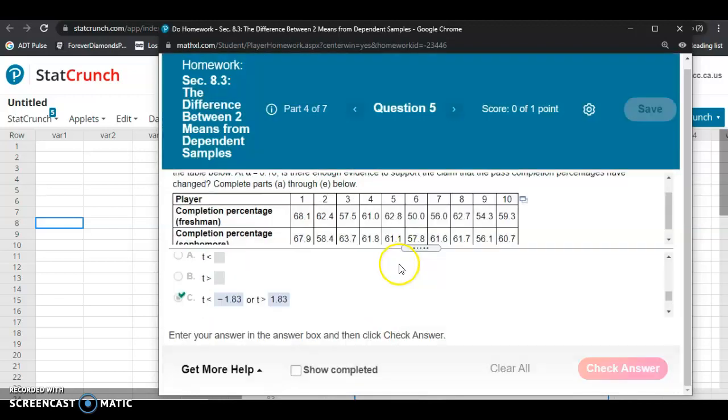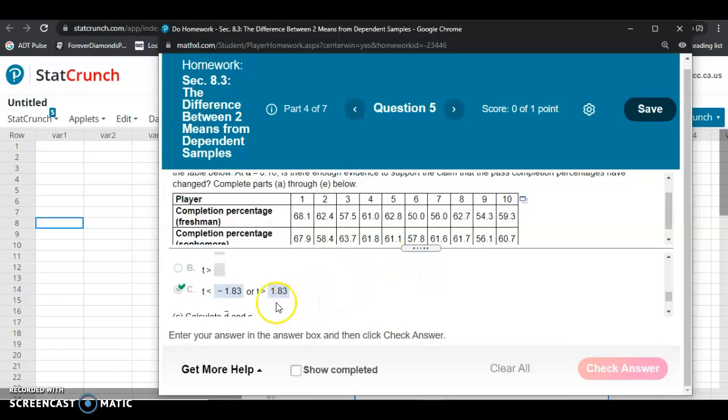Okay, so it's correct. Keep in mind that if you round to a different number of decimal places than it asks you to, it'll likely mark your answer as incorrect. Even if you have the correct critical values, if you don't round them to the number of decimal places that it asks you to, it'll mark it as incorrect. So make sure you round it to the appropriate number of decimal places.